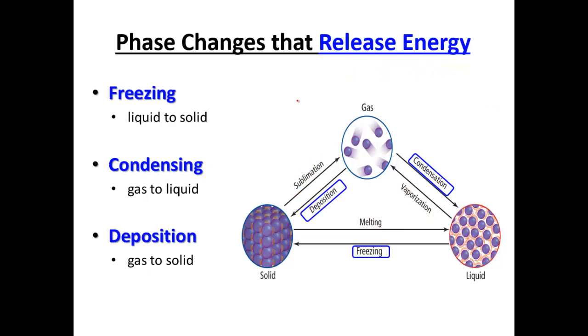Now the other ones release energy. Remember, we don't add cold, we remove heat. And as we remove heat or energy, our other 3: freezing, liquid to a solid, condensation, gas to a liquid, or deposition, gas to a solid. These three were all removing heat. So you need to make sure that you know this diagram. So adding and removing heat to change the state of matter we're in.